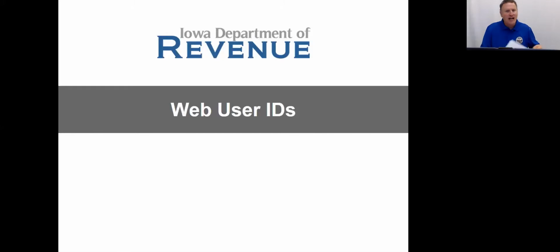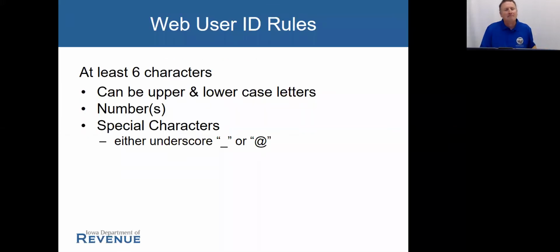For web user IDs, here's the rules for setting up a web user ID. And some of you may have been around for a while. You remember back in the day when we had 4 characters, everybody's user ID was 0001. It was like that for years. Security-wise, that's not the best thing. So when we enhanced the security in the eFile and Pay system, we changed the web user ID rules.